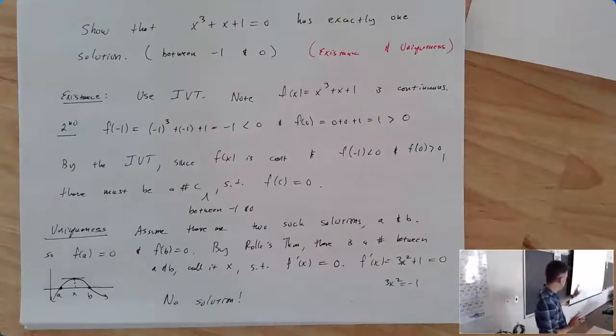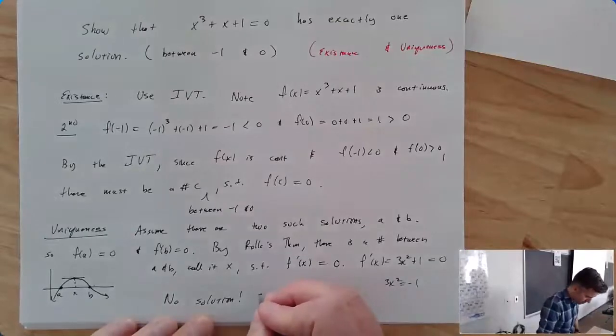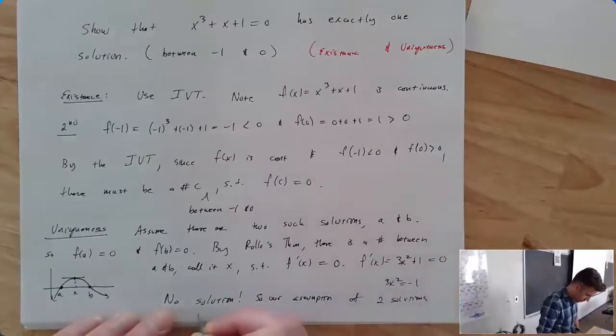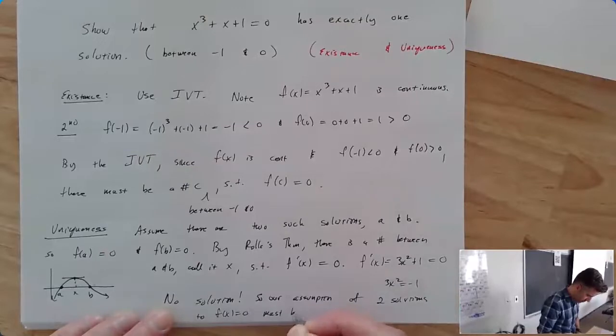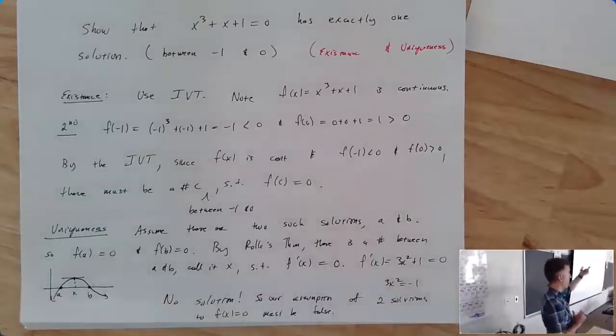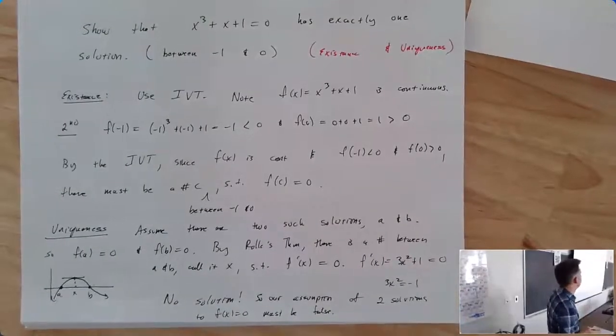So just before I think about that, to sum up here, we would say, so our assumption of two solutions to f of x equal to 0 must be false. And that shows that we have one solution, and exactly one solution. We do not have more than one solution.